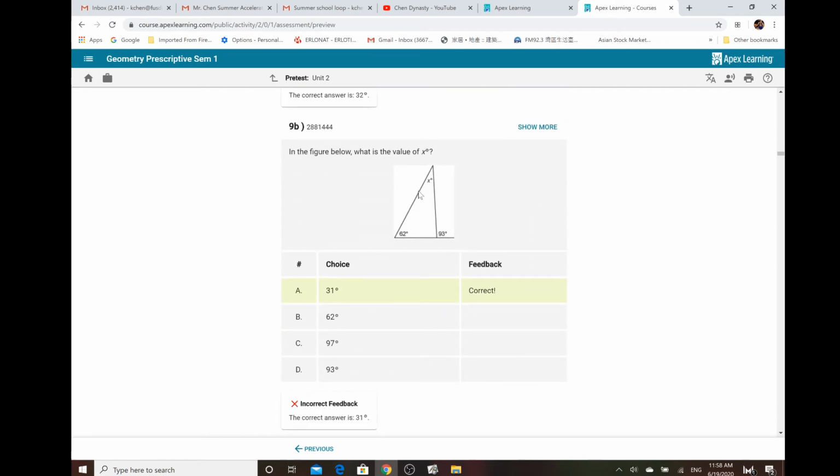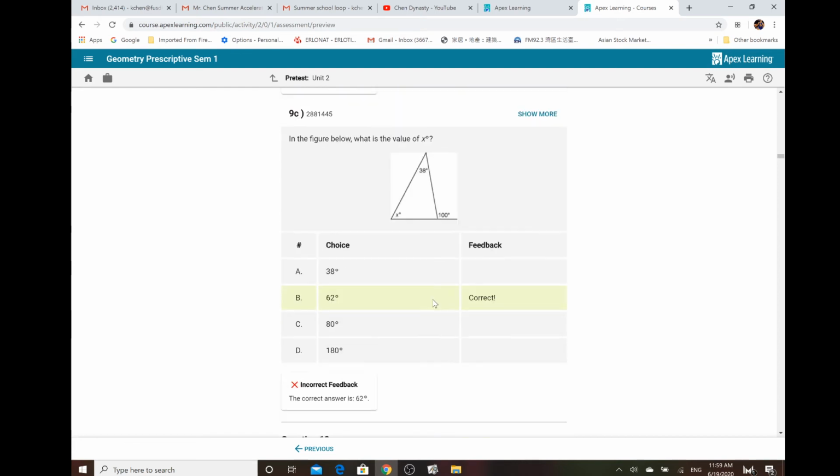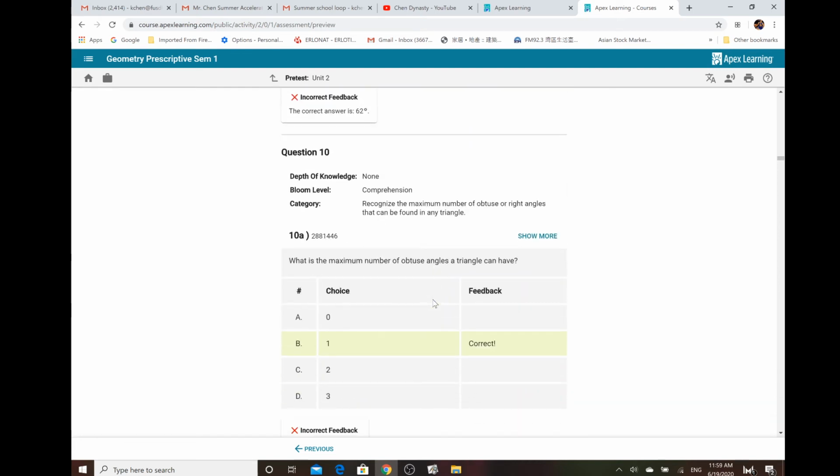Same thing happened with this one. Angle x plus 62 equals 93. Then solve for x, and you get 31. Okay, so that one too, we can skip along.